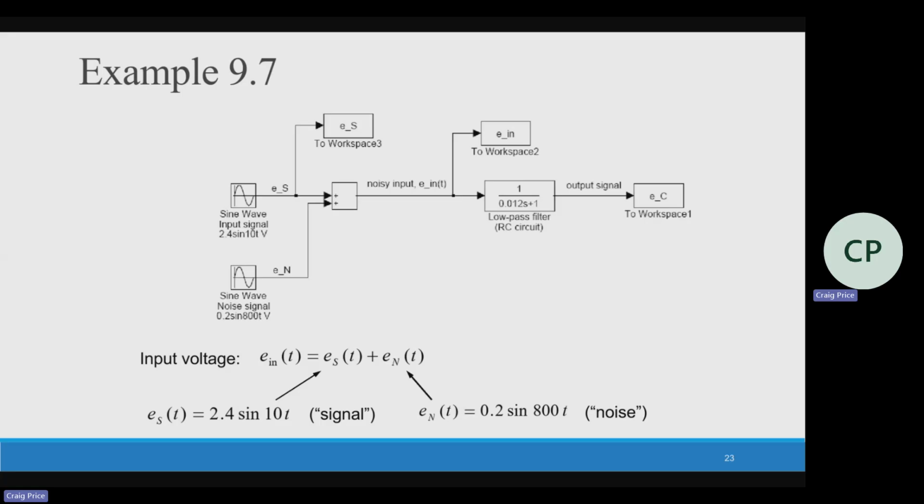Well, in Simulink, we can put them together. So I've got my main signal here. I've got my noise signal. So it's a combination of that. Here's our noisy input. It goes through our low pass filter, and then we get our output signal.